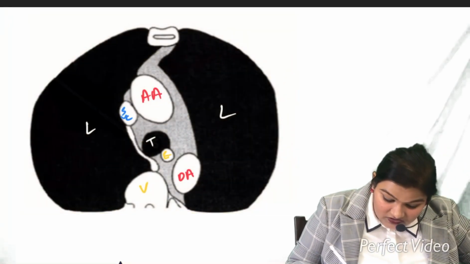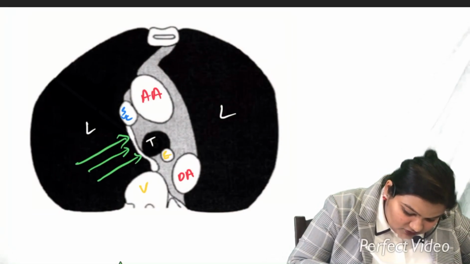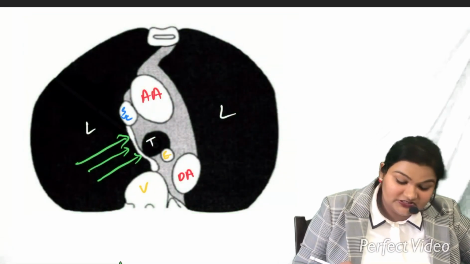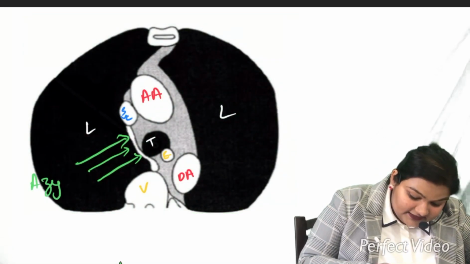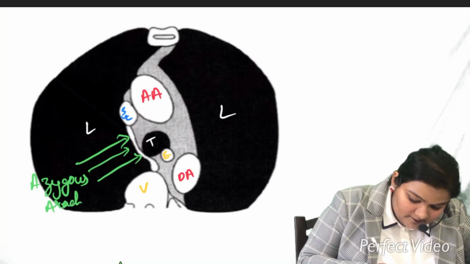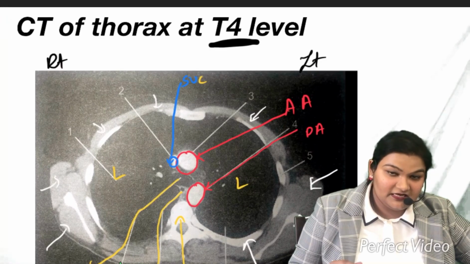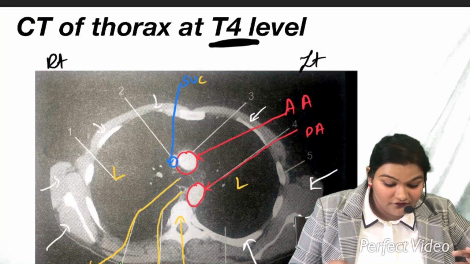Now we are left with one structure, and that is this. What is this structure? This structure is the azygos arch. So here we are done with the CT scan of thorax at T4 vertebral level.